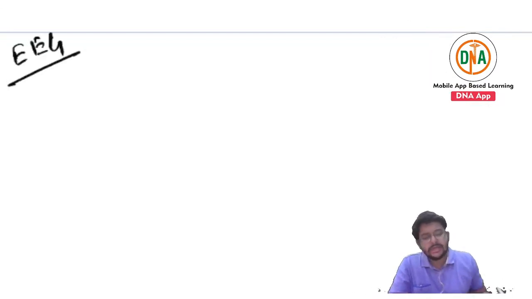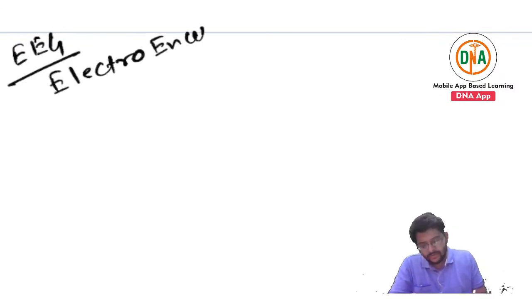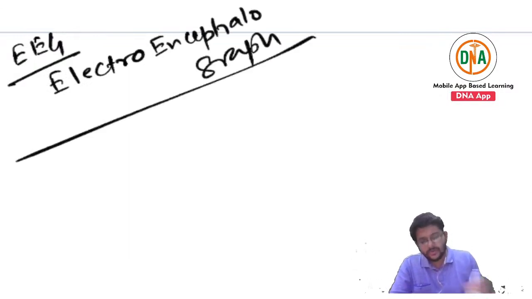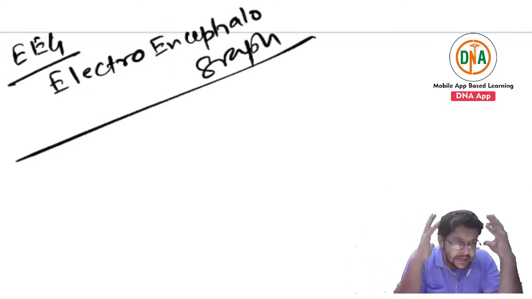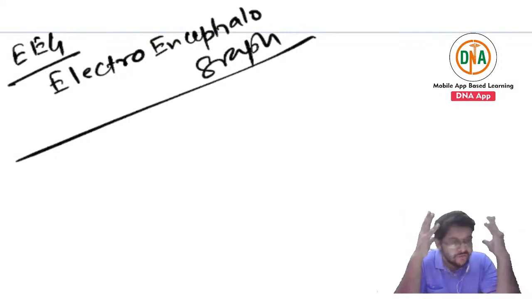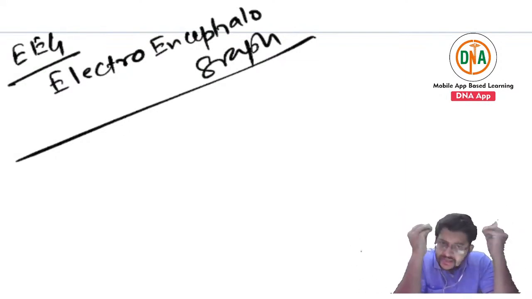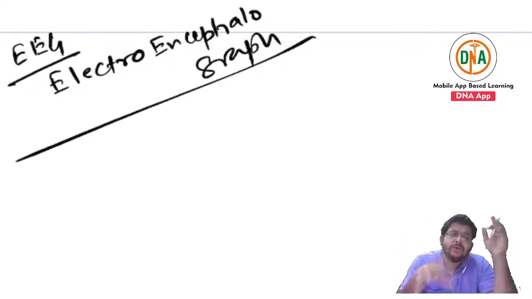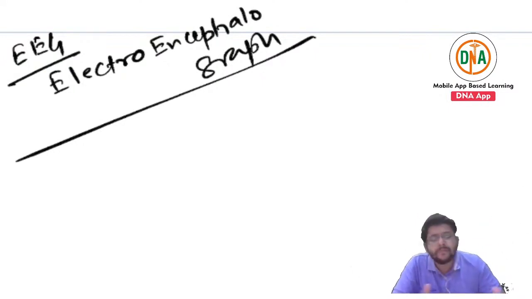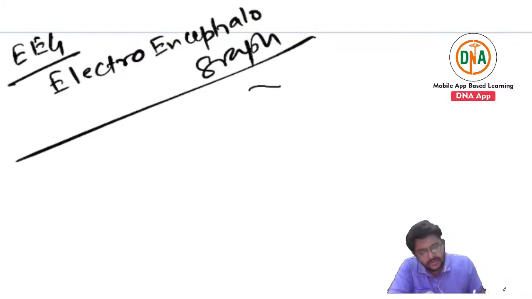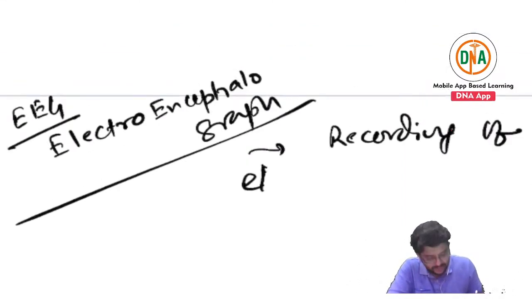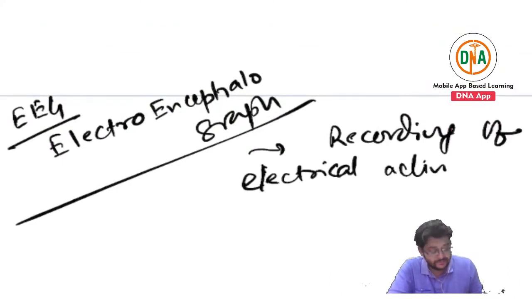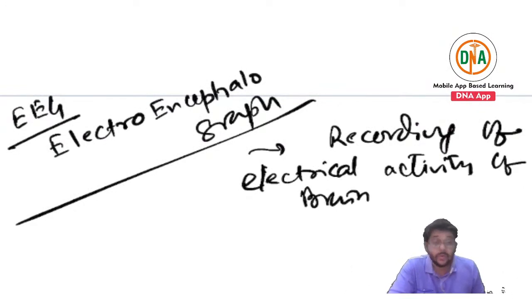Now we will move into the next part, which I have seen come every alternate year. This is EEG, electroencephalograph. What is this? Basically, it is the recording of electrical activity of the brain, where we put electrodes on various designated spaces on the scalp, and after that we can get a report of brain function or brain dysfunction whatsoever. So basically, what is electroencephalograph? Recording of electrical activity of the brain.